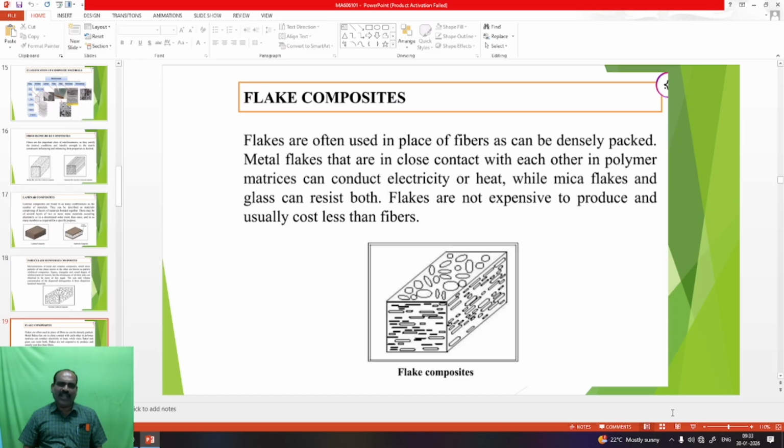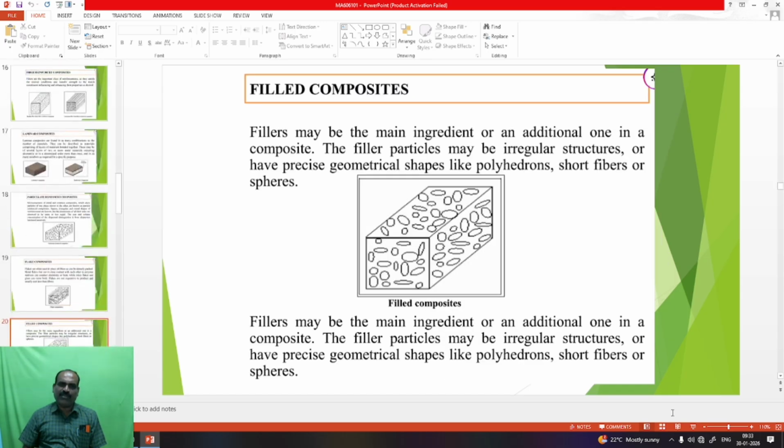Flake composites. Flakes are often used in place of fibers, as densely packed metal flakes that are in close contact with each other in polymer matrices can conduct electricity or heat, while mica flakes and glass can resist both. Flakes are not expensive to produce and usually cost less than fibers.